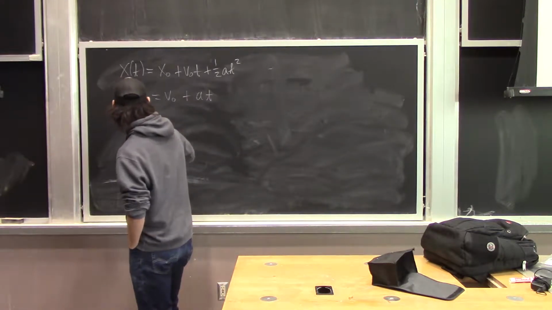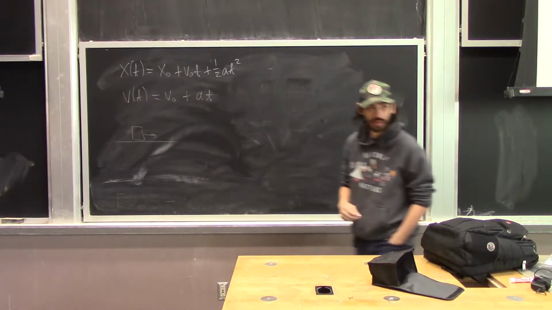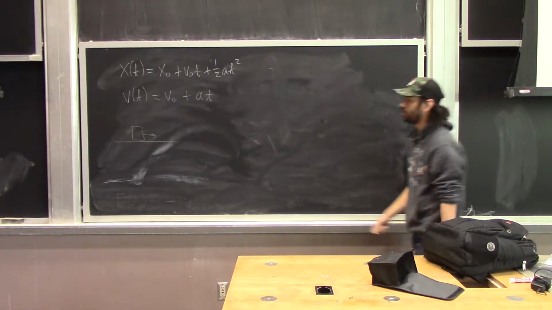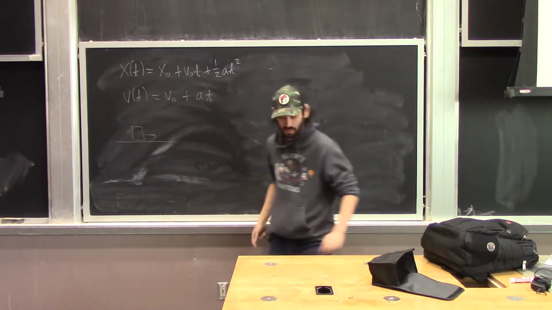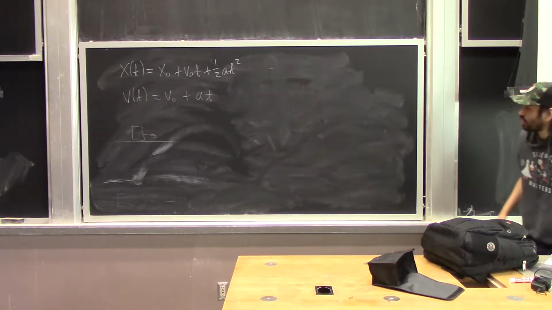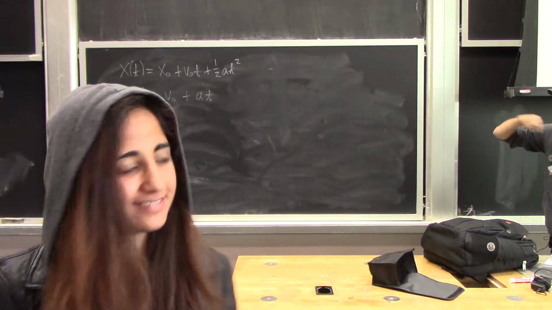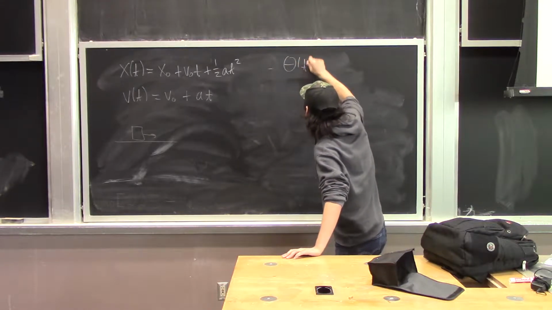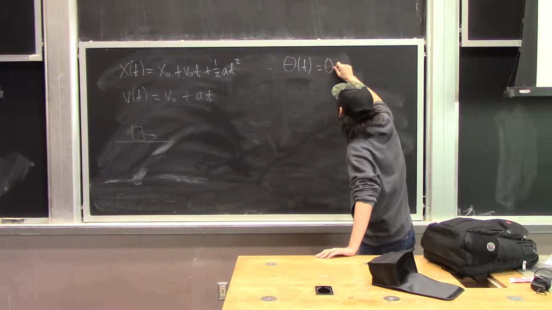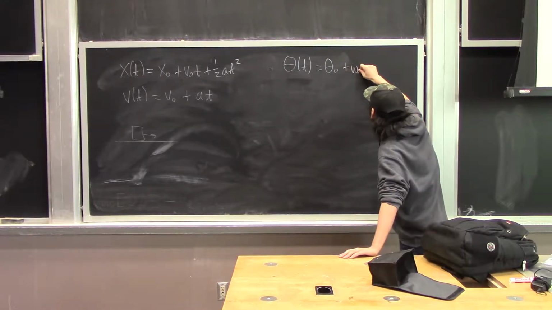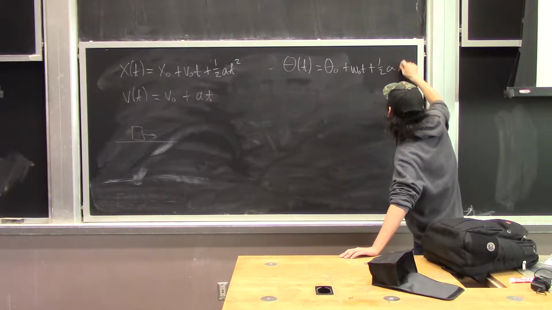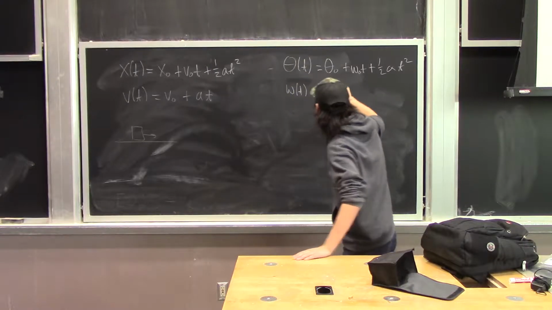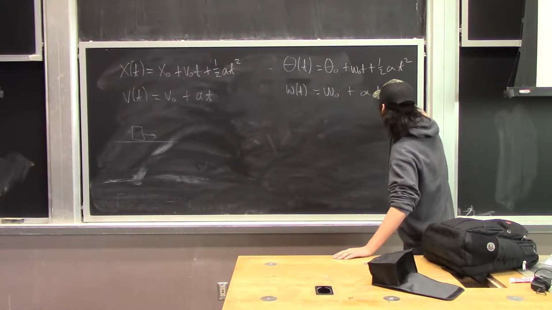So if we had some block moving along some path like this, and we knew its initial position, initial velocity, and acceleration, we could describe its motion with these two equations. When it comes to rotational motion, we have two equations that are essentially the same. The angle as a function of time, theta of t, is equal to theta 0 plus omega 0 t plus 1/2 alpha t squared. And omega of t is equal to omega 0 plus alpha times t.